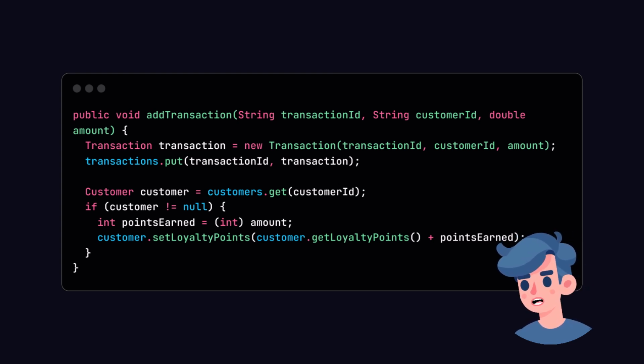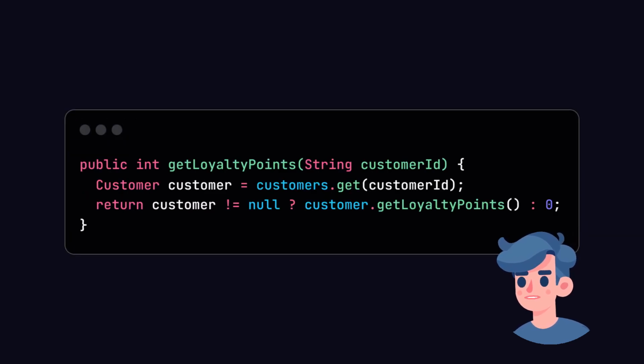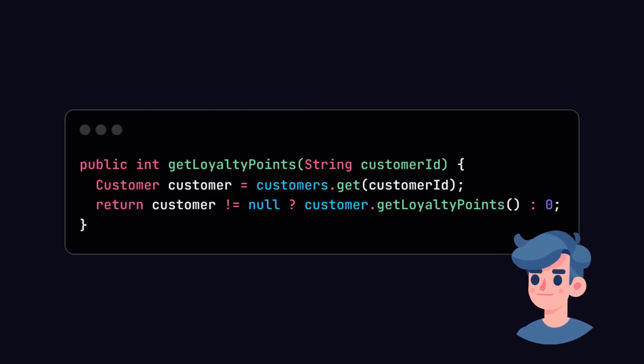Now let's implement a method to add a transaction and calculate the loyalty points based on the transaction amount. Typically, companies award 1 point for every dollar spent. The add transaction method creates a new transaction, stores it, and updates the customer's loyalty points accordingly. Don't forget to handle cases where the customer ID might not exist.